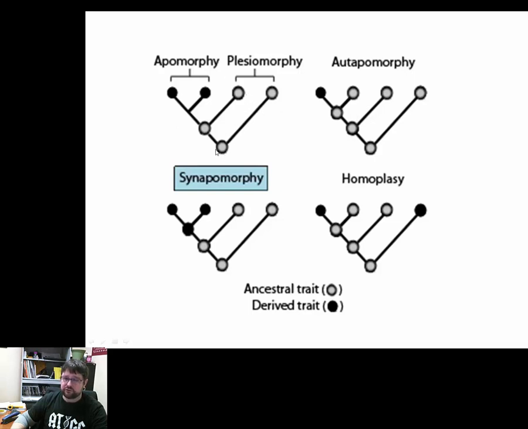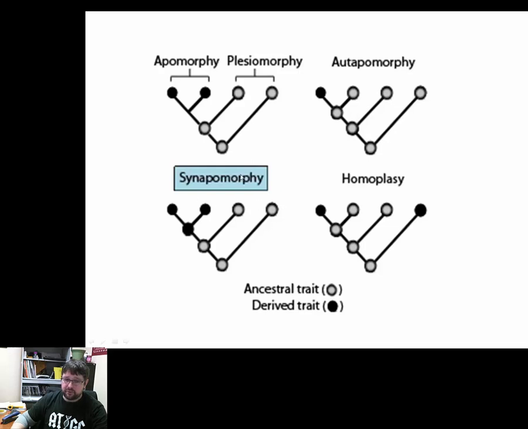Plesiomorphy means that you have two different lineages, but they still share the ancestral traits. At least the trait that you're looking at is still shared between those two branches. Autapomorphy means that all the individuals except for one have these ancestral characteristics, and the one has a derived character. So in some cases, it means showing that this species, this organism, doesn't belong in this grouping. In other cases, it's showing a derived characteristic that is unique to the entire clade.